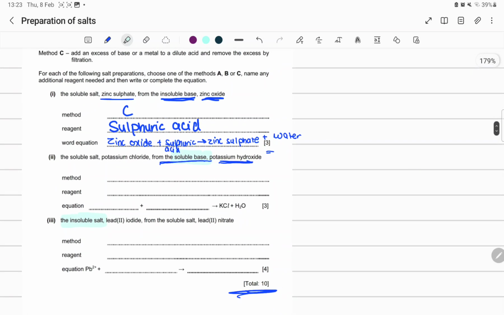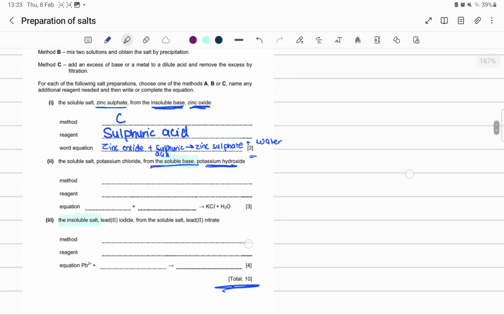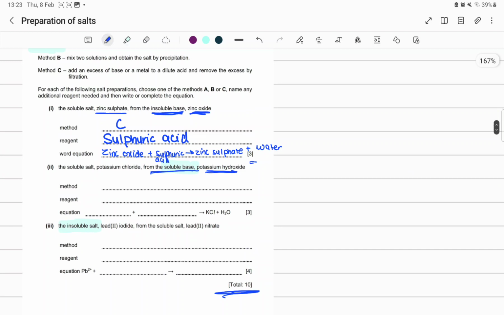So do not forget these indicators, the way to know which method. They say insoluble base, you go for the excess method. They say soluble base, you go for the titration method. And they say insoluble salt, then you go for the precipitation method. So this one is method A.